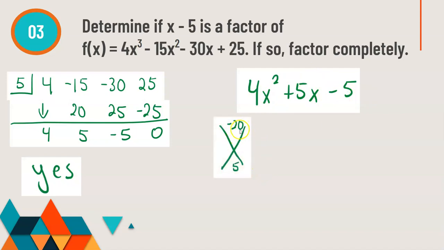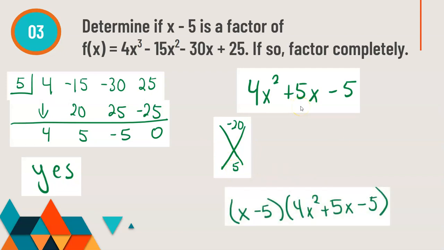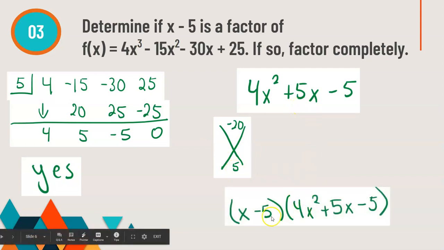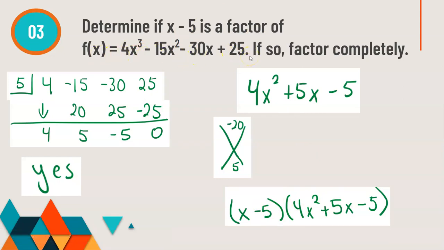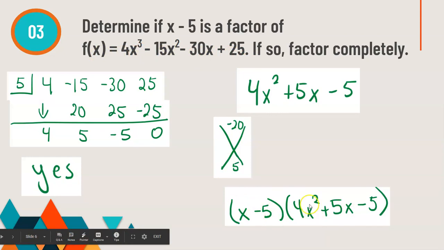So I'm thinking, what can multiply to give me a negative 20 and add to give me 5? Well, if you think about that for a minute, the things I can multiply to get 20 would be 2 and 10, which I can't combine in any form or fashion to get 5, and 4 and 5, which again are not going to combine to give me 5. So this does not factor any further, but when I put it with the x minus 5 from the beginning, this is the factored form of the particular polynomial f of x named here. So this would be a complete answer.